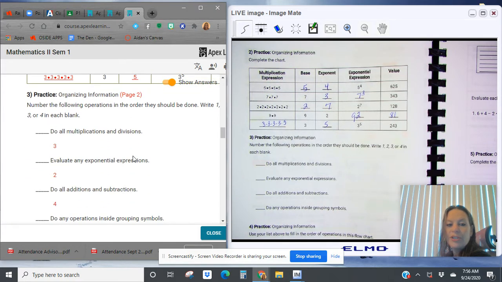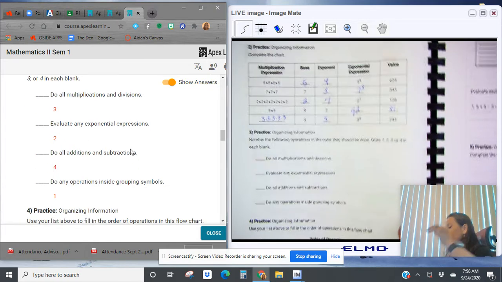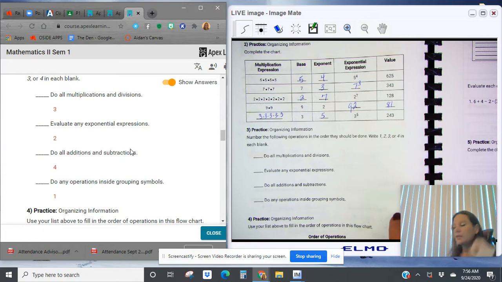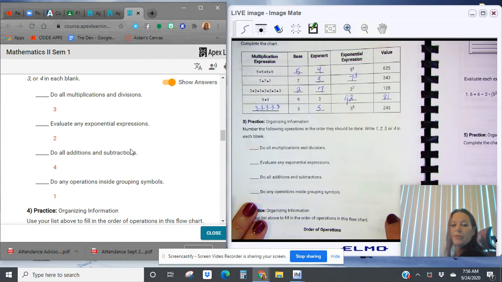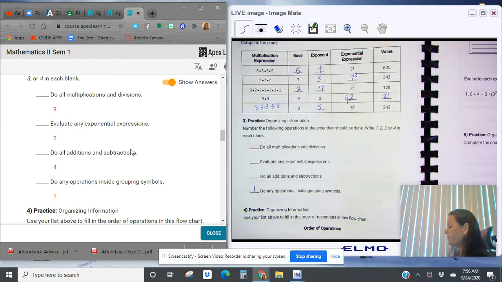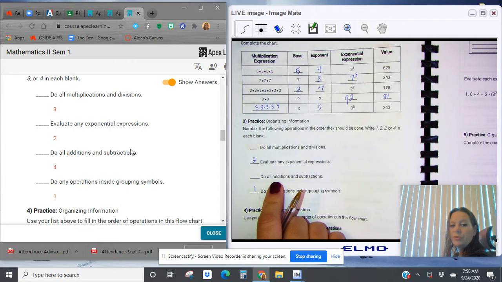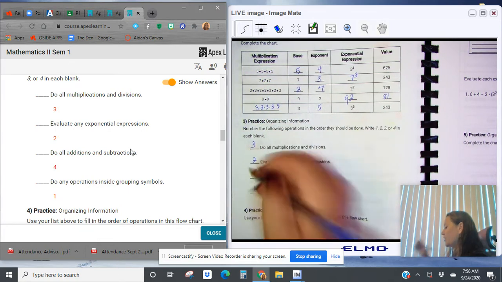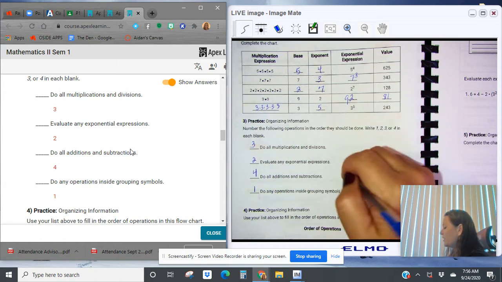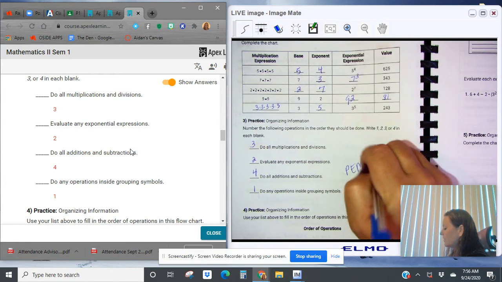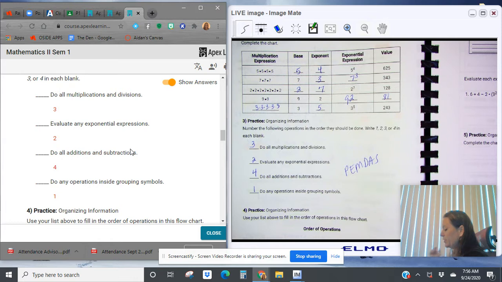Okay. Number the following operations in the order they should be done. So do any operations inside grouping symbols first. And then we're going to evaluate any exponential expressions second. Then we do all multiplications and divisions, and then we do all additions and subtractions. This is our PEMDAS, telling us what order to do the operations. Use this list above to fill in the order of operations in this flowchart.